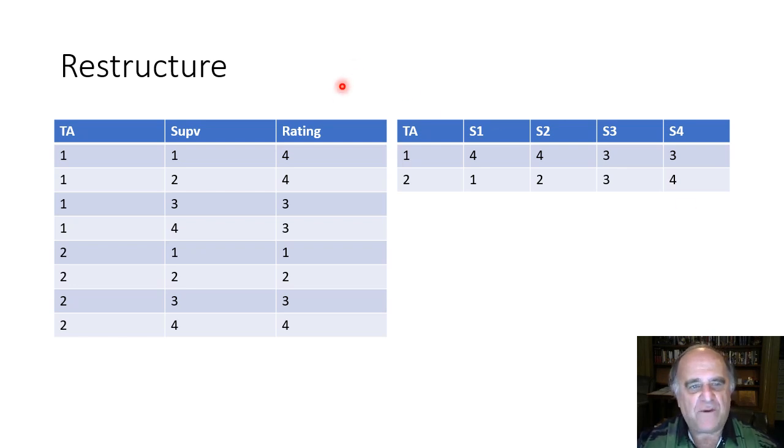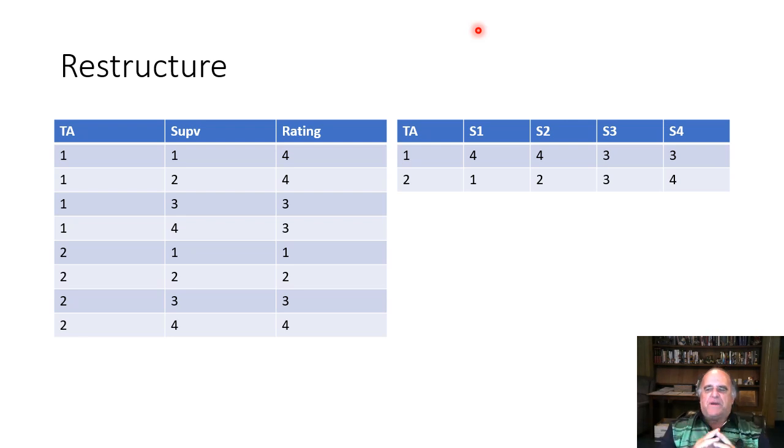And here's what the final result would look like. So we have, again, 4 TAs, 4 supervisors with ratings. These are the TA IDs again. These are the supervisor IDs. And these are the ratings from the supervisors of the TAs. And what we want to do is get this all in one case or record.